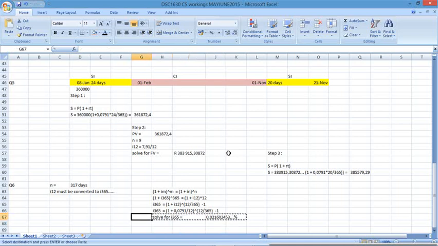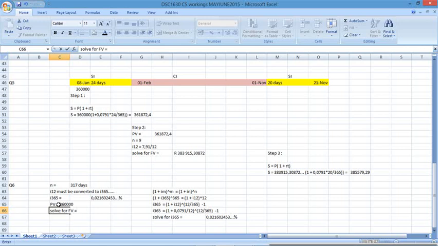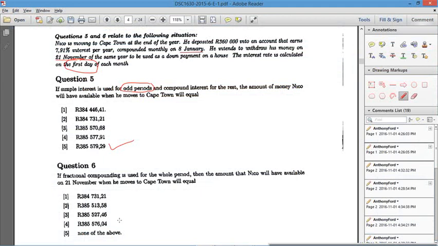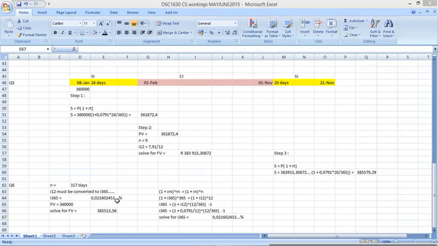Alright, so now you've got all the variables. I'm going to be taking this as my I. I've got my N. I just need a present value. Then solve for future value, and if you solve for a future value, you're going to get 58. Okay, and looking at our options here, option 2 looks great.